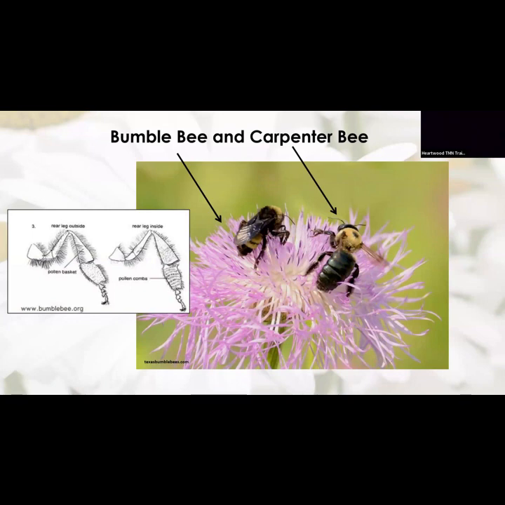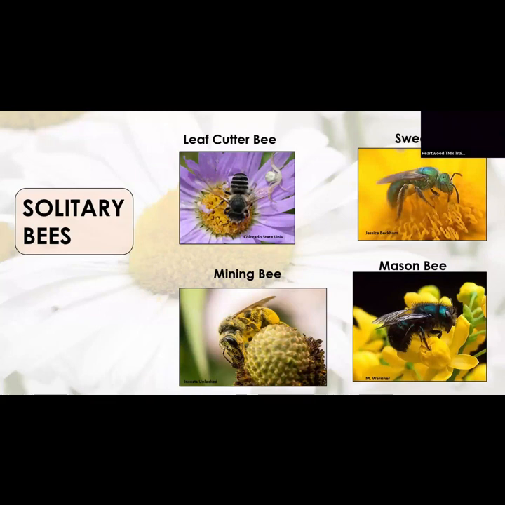So, cuckoo bees. Bumblebee and carpenter bee. I just like this picture to show that carpenter bees can be significantly larger, but they also have those very hairy legs. Having no hair on the abdomen is a sign you've got a carpenter bee versus a bumblebee, which is going to have hair all over it.